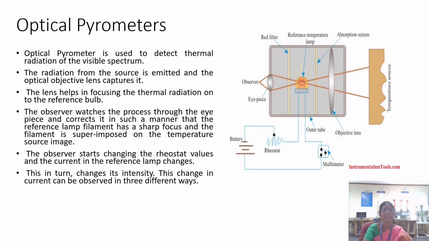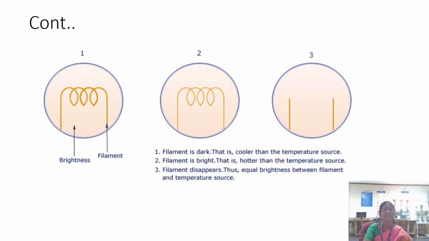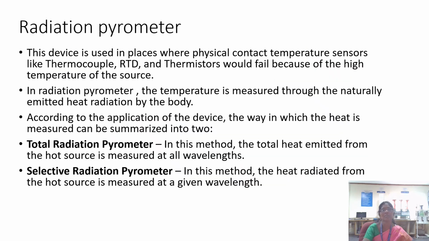These changes in current can be observed in three different ways. First one is the filament is dark, that is cooler than the temperature source. Second one is the filament is bright, that is hotter than the temperature source. Third one is the filament disappears, meaning equal brightness between the filament and the temperature source.